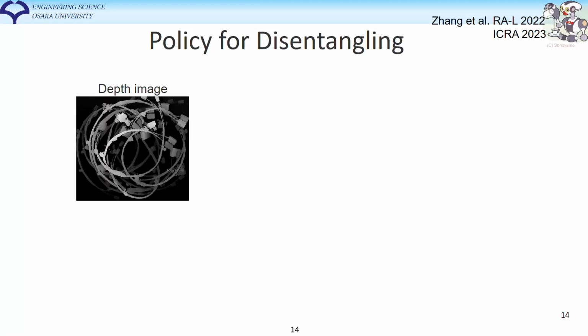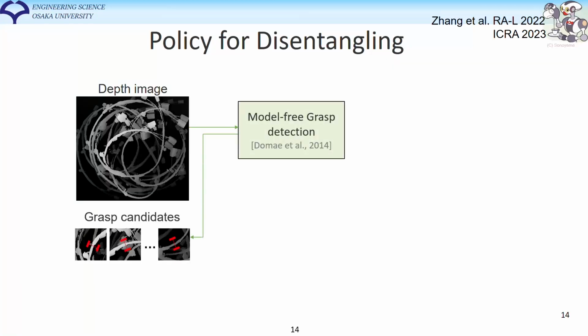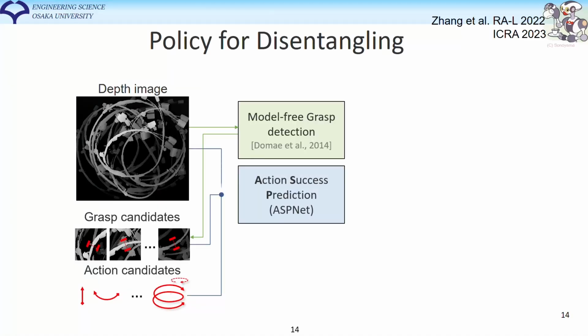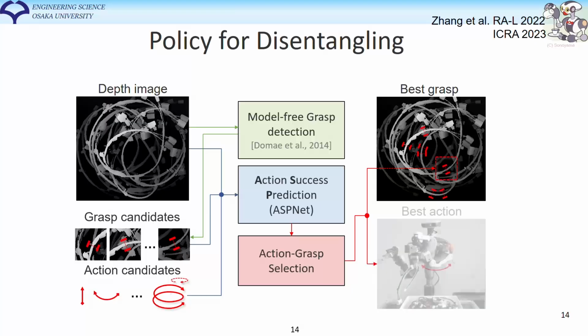So this is the overview of the method. First, we take the depth image. And then we detect the candidates of the grasping pose by using the neural network, the so-called ASP.NET. And then we select the action likely to disentangle the entangled wire harness.